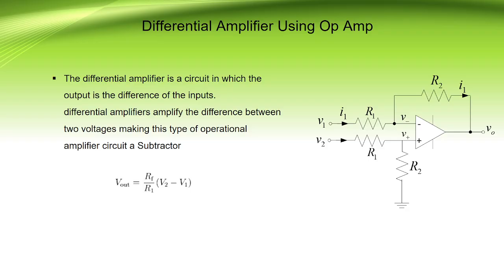Next application is a differential amplifier using op amp. The differential amplifier is nothing but a circuit in which the output will be the difference of the inputs. Differential amplifiers amplify the difference between the two voltages, making this type of operational amplifier circuit a subtractor. The output voltage for this circuit will be equal to Rf divided by R1 into V2 minus V1, where V1 and V2 are the two different input voltages and Rf and R1 are the feedback resistance and the input resistance.